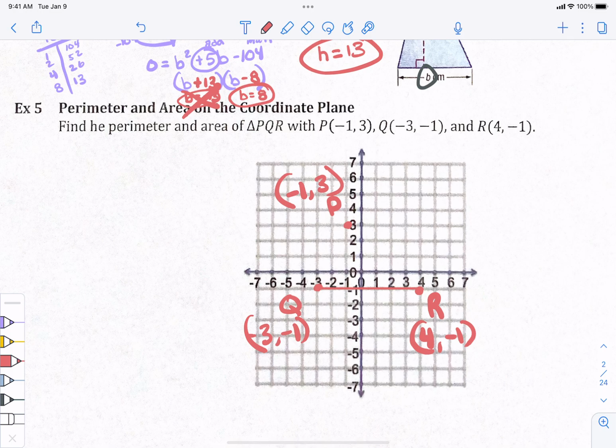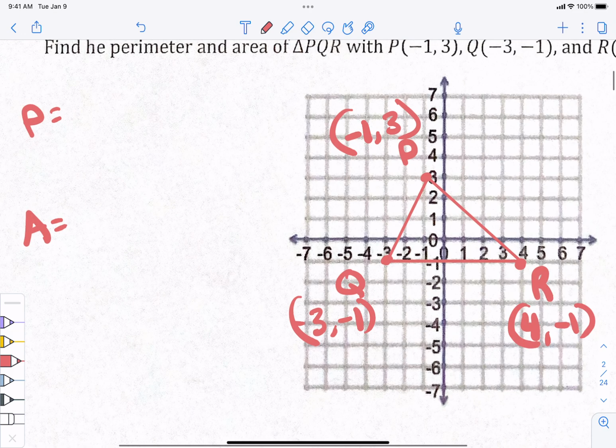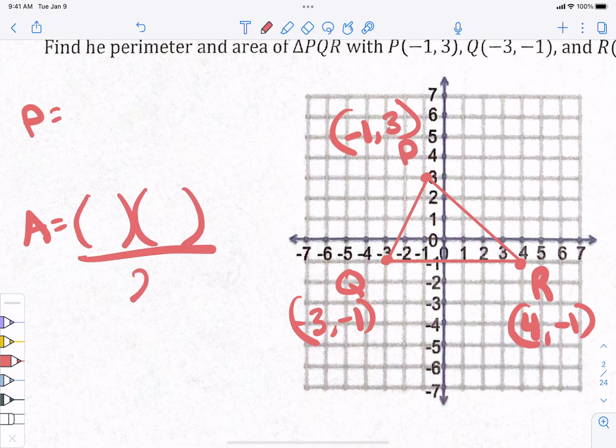Okay, here we go. They want us to find the area and perimeter. Perimeter, area. Yes. Okay, area we won't have to do the distance formula for. Area is base times height divided by 2. Okay, what's the base of that thing? 7, I think. Okay, what's the height? 4 right here. This height right here is 4.